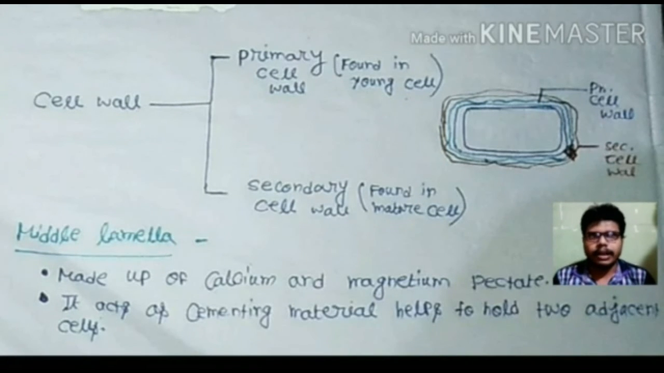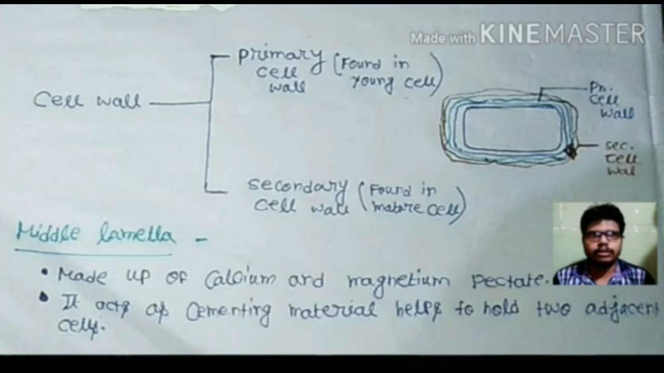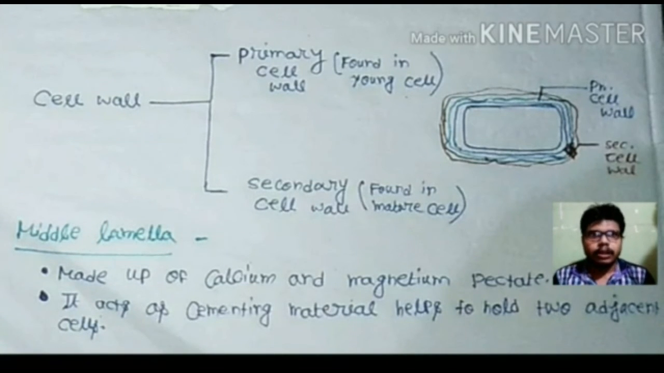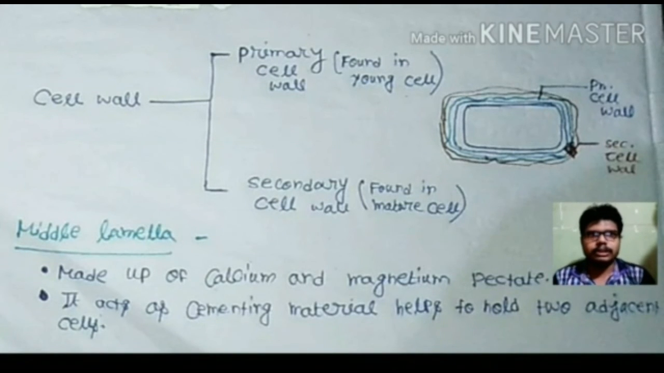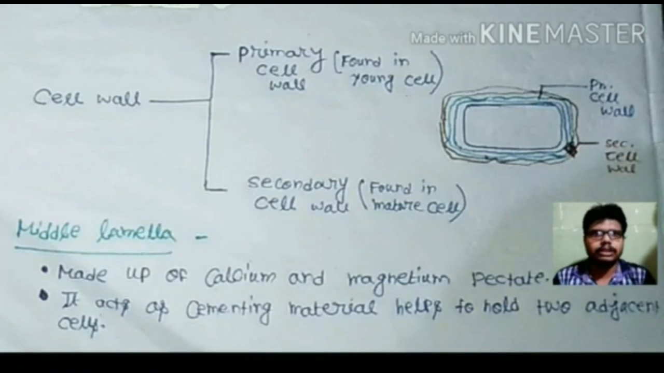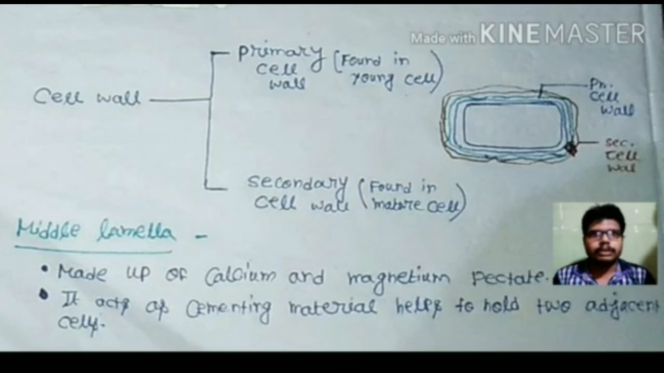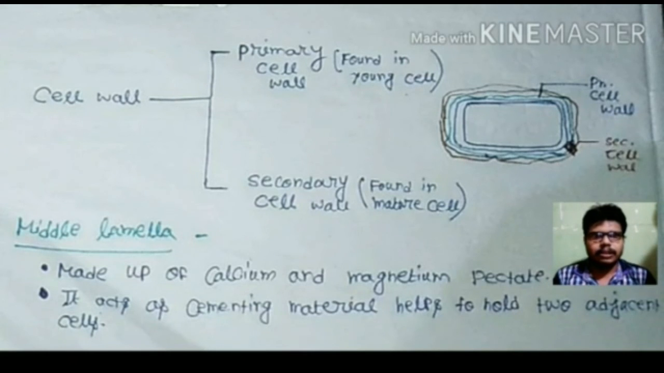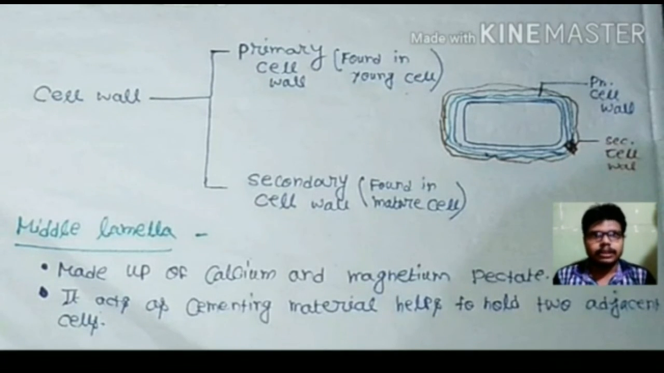If we look at this diagram, the cell is covered with the primary cell wall, which I have drawn with a blue color pen, and then I have drawn some secondary depositions with different colors. These are the secondary depositions. These secondary depositions are formed in mature cells and form the secondary wall. Another layer is there in the cell wall. This layer is known as the middle lamella.